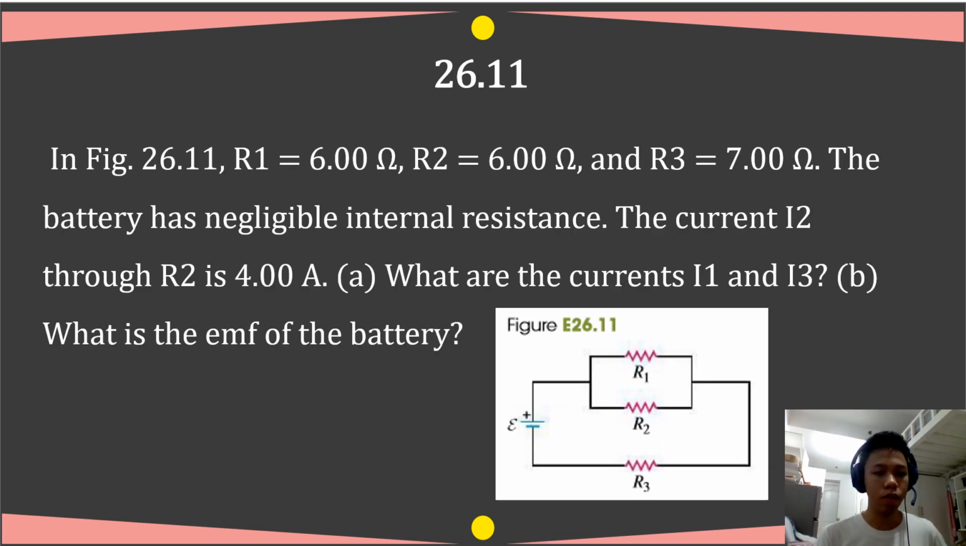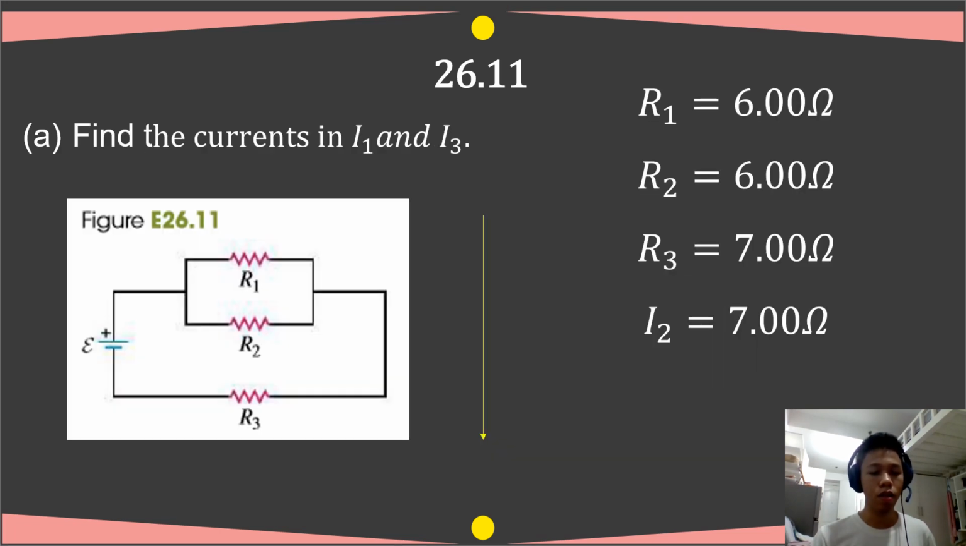First problem: in figure 26.11, R1 is equal to 6 ohms, R2 is equal to 6 ohms, and R3 is equal to 7 ohms. The battery has negligible internal resistance. The current I2 through R2 is 4 A. What are the currents I1 and I3, and what is the EMF of the battery? First of all, we're going to list all of the given values, as you can see at the right side, and at the bottom left you can see the diagram that visualizes the problem.